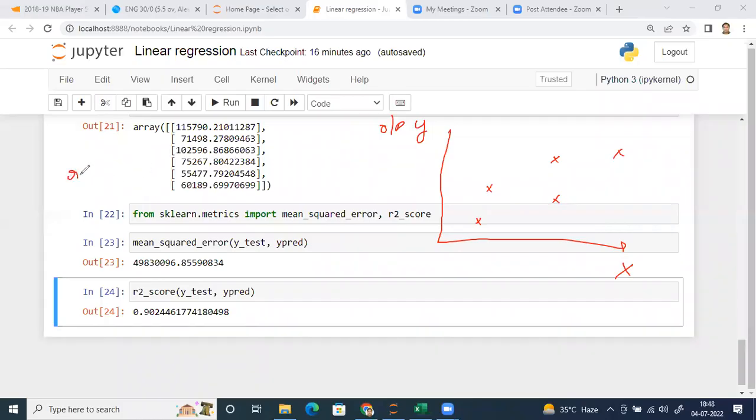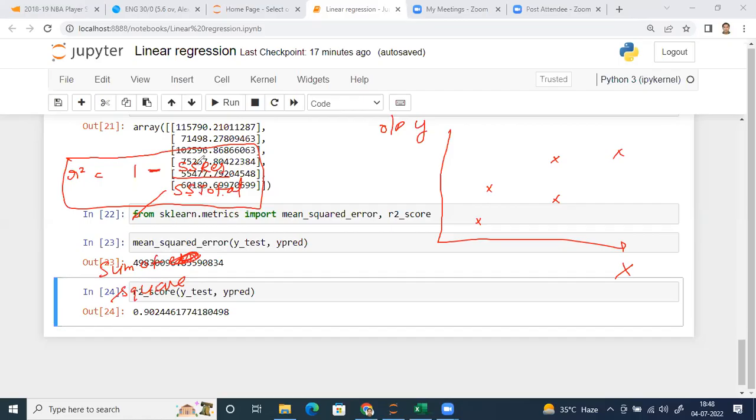R2 score basically means 1 minus SS residual upon SS total. Everyone see properly. This is the formula of your R2 score: 1 minus SS residual upon SS total. What does SS mean? SS means sum of square.